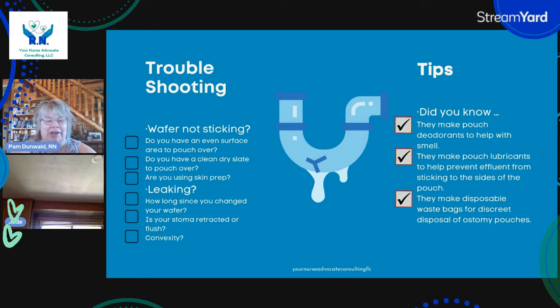You're excused, Jade. The next thing, when Jade comes back, we're going to talk about leaking. So we're going to look at how long since you changed your wafer, is your stoma retracted or flush? And then we're going to talk a little bit about convexity. Then we're also going to talk about some tips. So Jade's got some did-you-know kind of statements that she's going to share with you. So Jade, whenever you're ready, we're going to talk about leaking a little bit.